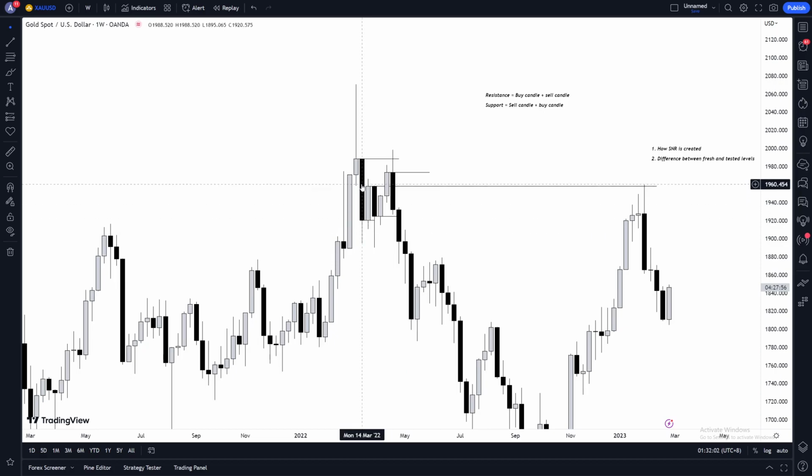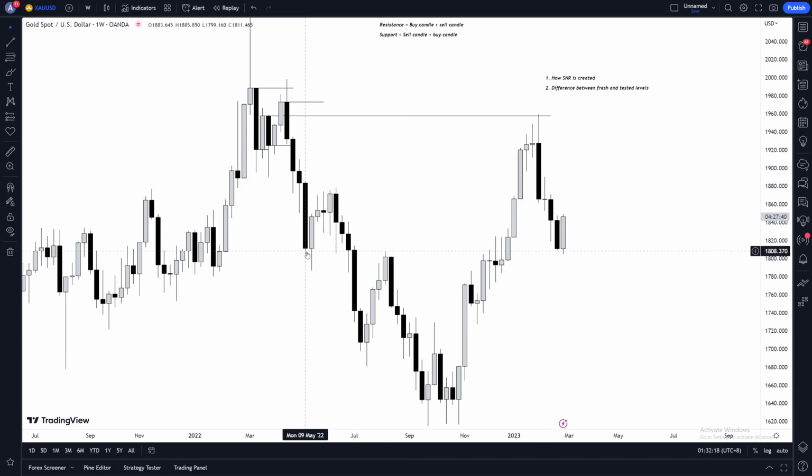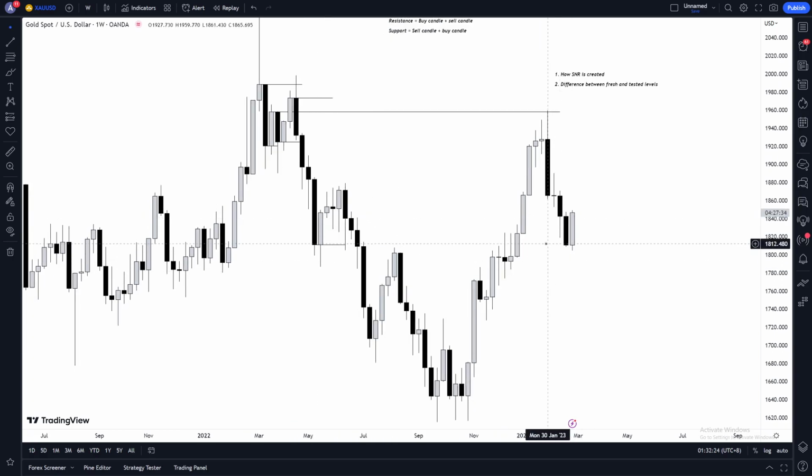What am I drawing it at? The first candle's close. That's it. The first candle opened here and closed here. And that's the second candle that created a support. So we draw that. First candle opened here and closed here. This is the second candle that created a support. We draw it here. Same thing over here. First candle closed here. Second candle made the support. It's the first candle's close. We draw it. It's that simple.